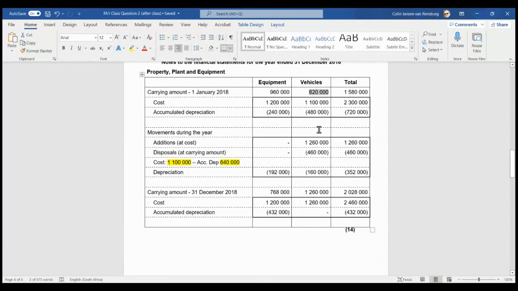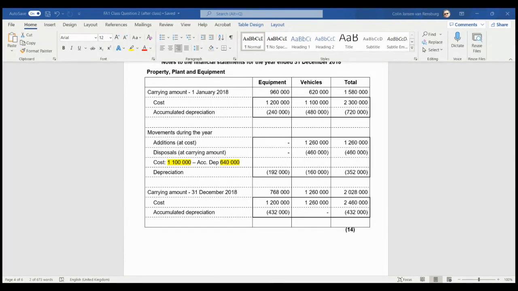We started with the 620 plus 1.2 million minus 460,000 minus that 460,000 minus another 160,000. What does that give us? If you can type for us, please. Exactly. Thank you so much. So you can see it all works out. That also gives us the carrying amount at the end of the year of 1,260,000.